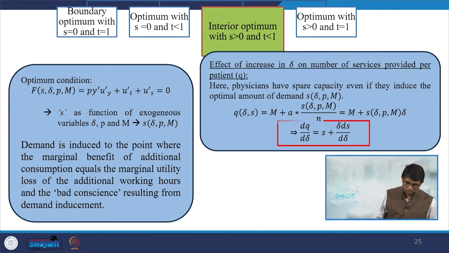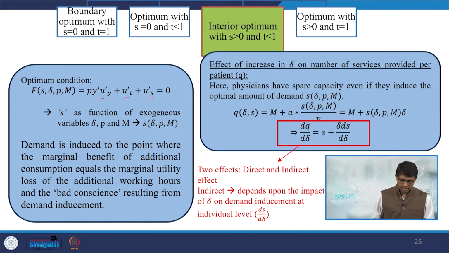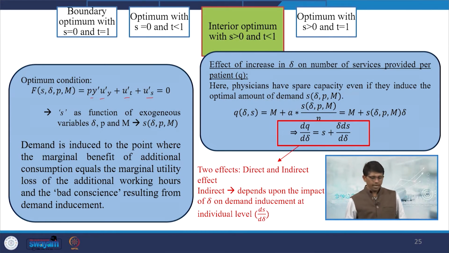So, the optimum conditions will be p times the first order derivative, y prime u prime, with respect to t and with respect to s, and that should be equal to 0. So, s is a function of exogenous variables, in this case, s is a function of delta, p and m.